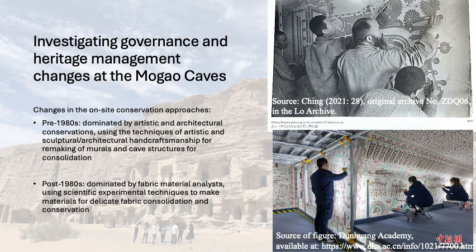Local data showed that a fundamental change in the site's ground-level conservation approach occurred when the overall institutional planning authorized the adoption of scientific techniques following the international collaborations and the almost parallel World Heritage introductions during the 1980s. So in the pre-1980s, the conservation approach was dominated by artistic and architectural conservation, using the techniques of artistic, sculptural and architectural handcraftsmanship for remaking the murals and the cave structures for consolidation. But after the 1980s, the approach is dominated by fabric material analysis, using scientific experimental techniques to make materials for delicate fabric consolidation and conservation.